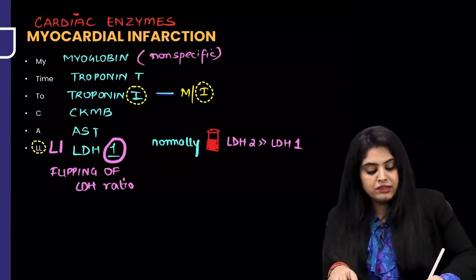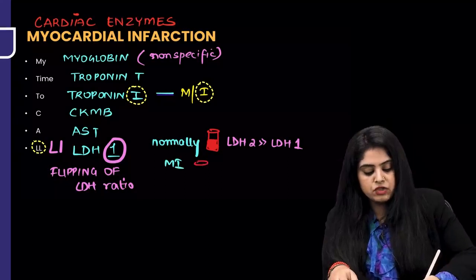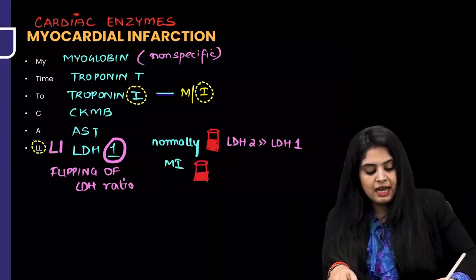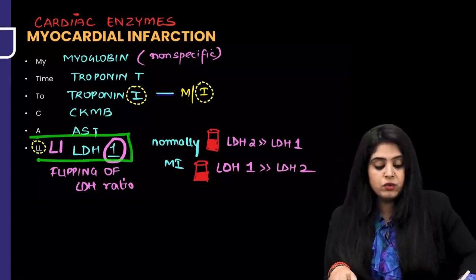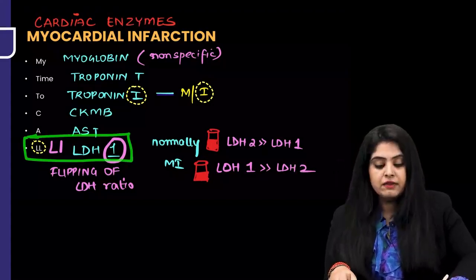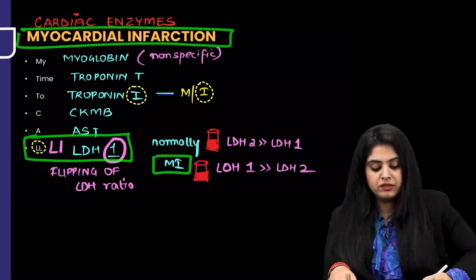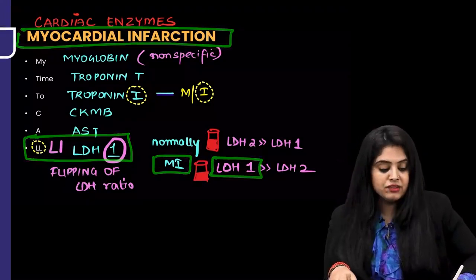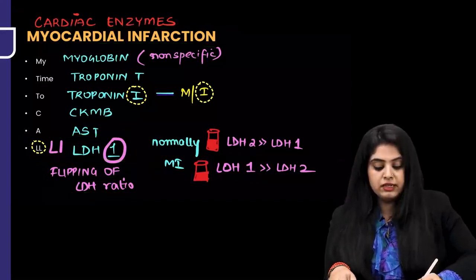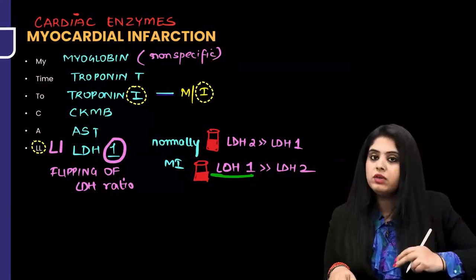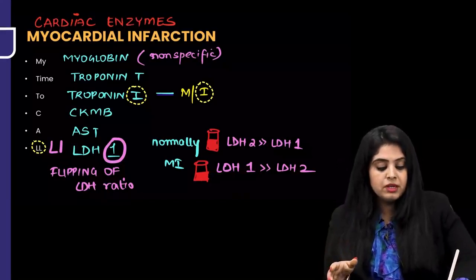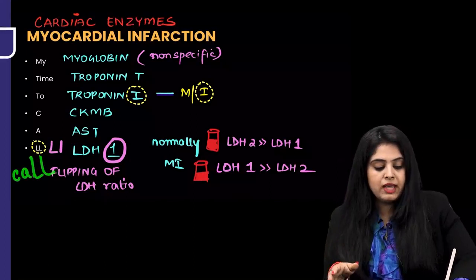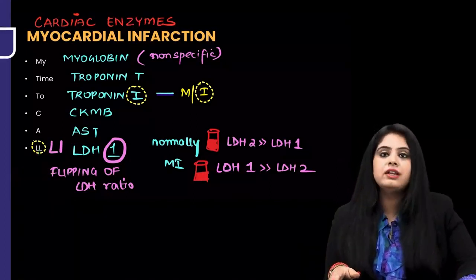But as soon as I'm dealing with a patient of myocardial infarction, and I take his blood sample, I will see that there is flipping. I see that LDH1 becomes more than LDH2, and that is why I'm always measuring LDH1 when I'm dealing with a case of myocardial infarction, because in MI, LDH1 rises, and that is known as flipping of the LDH ratio. Earlier LDH2 was more in the blood, now LDH1 is more, so the ratio has flipped. So remember, the way you write call me with double L, LDH1 is rising.